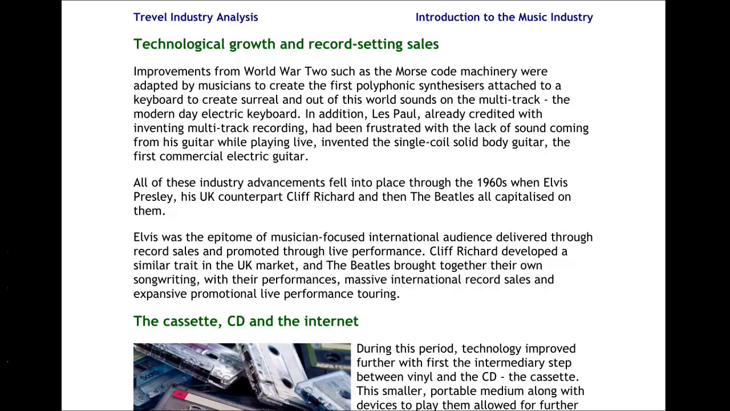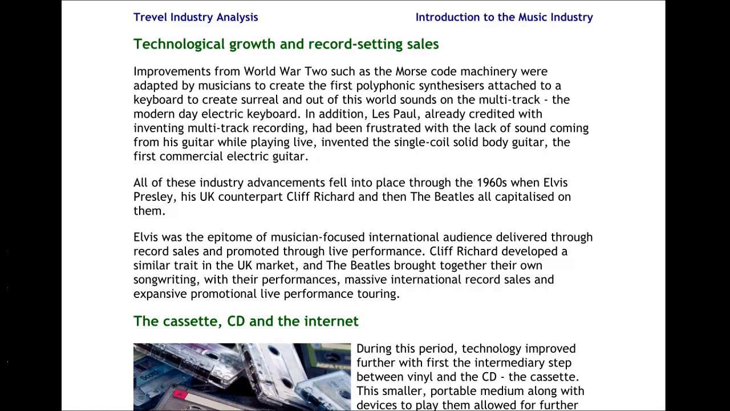and then we see technological growth and the height of the recorded music industry. You'll see that CDs were at the peak, and you have the vinyl which carried recorded music throughout. Following World War II, Morse code machinery was adapted to create synthesizers that attach to a keyboard, and we got additional instruments involved like electric keyboards. We're able to develop the vinyl, and this is where you push the envelope of recorded music.